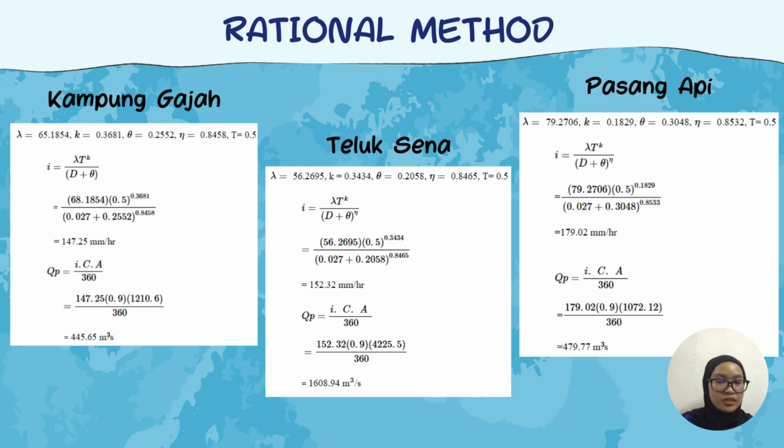Next, for Teluk Sena, we calculate the average rainfall intensity. We got the answer 152.32 mm per hour, and our peak flow is 1608.94 meter cubic per second. For the Pasang Api, the average rainfall intensity from the formula is 179.02 mm per hour, and our peak flow is 479.77 meter cubic per second.